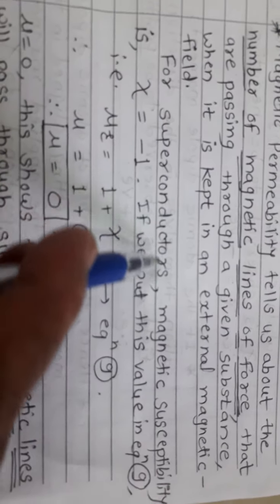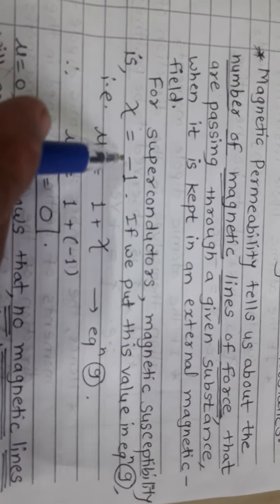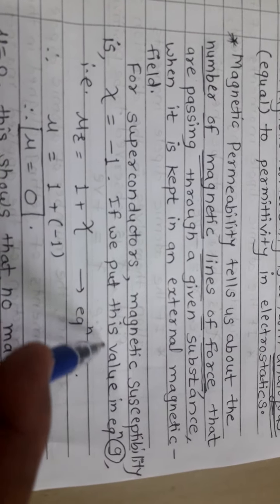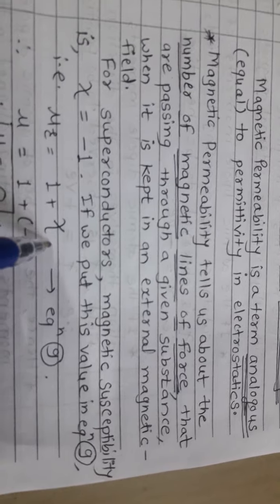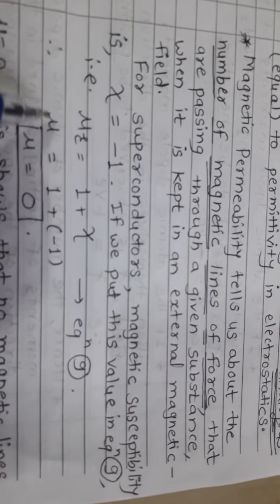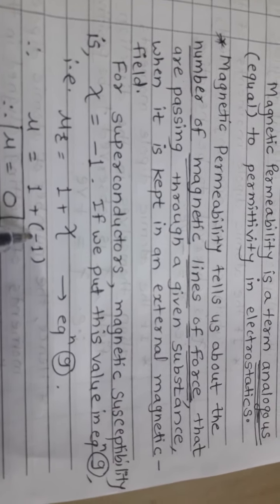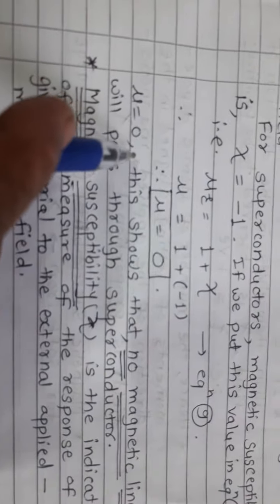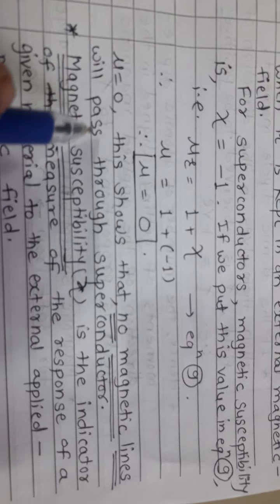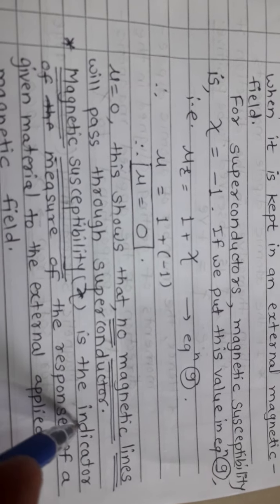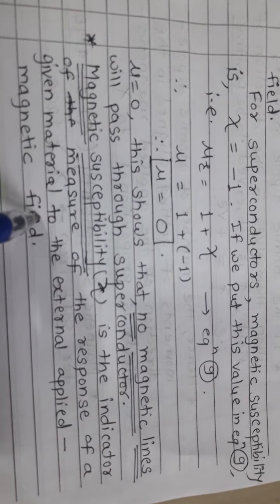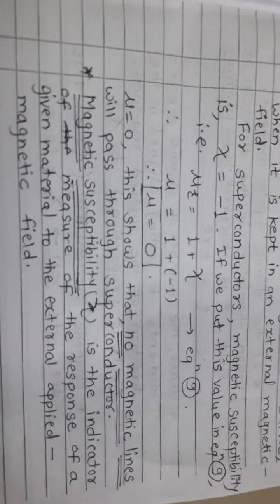For superconductors, magnetic susceptibility psi is equal to minus 1. If we put this value in equation 9, that is mu r is equal to 1 plus psi, therefore mu r is equal to 1 plus bracket minus 1. Therefore, mu is equal to 0. This shows that no magnetic lines will pass through a superconductor. Magnetic susceptibility is the indicator, a measure of the response of a given material to the external applied magnetic field.